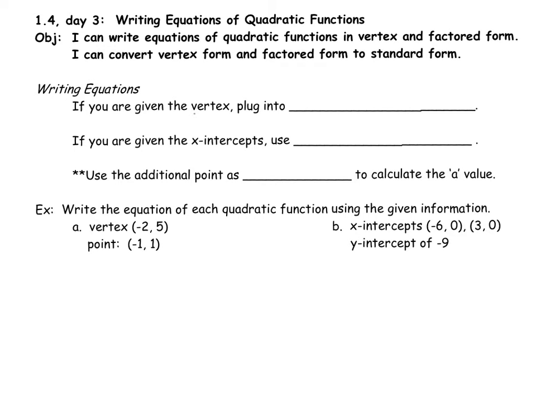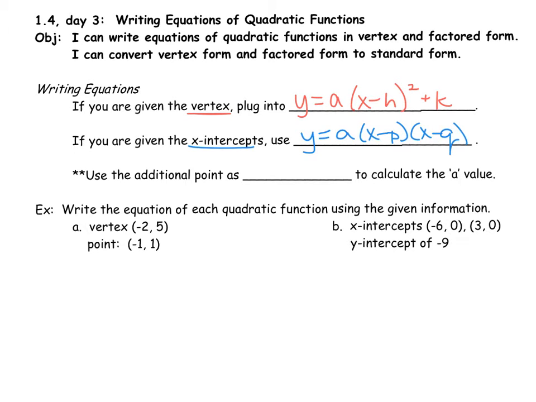If you're given the vertex as part of your information, we're going to plug it into vertex form, which is y equals a times x minus h squared plus k. That's where we'll start. If, however, you're given the x-intercepts, we'll use factored form. And that model is y equals a times x minus p and x minus q.